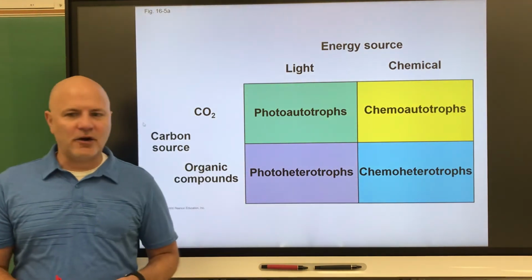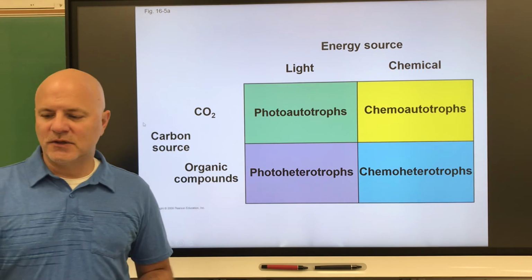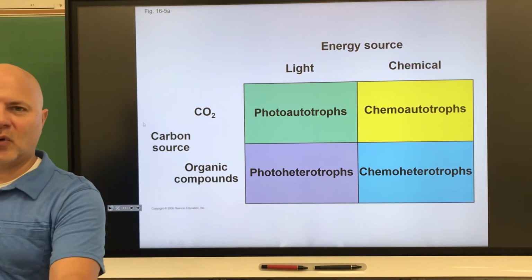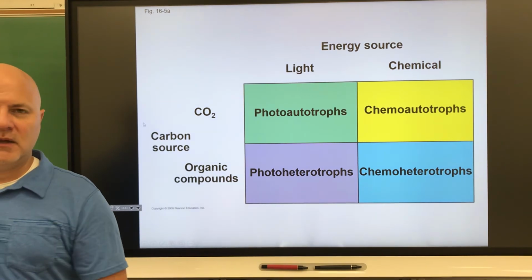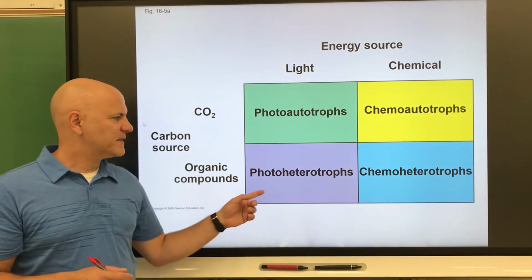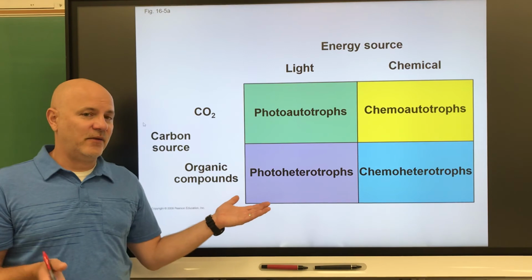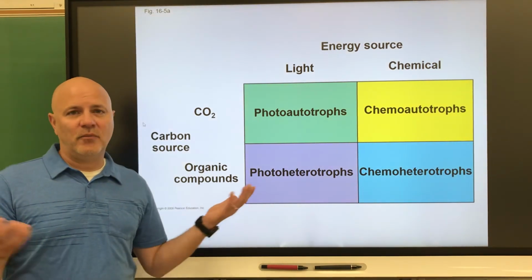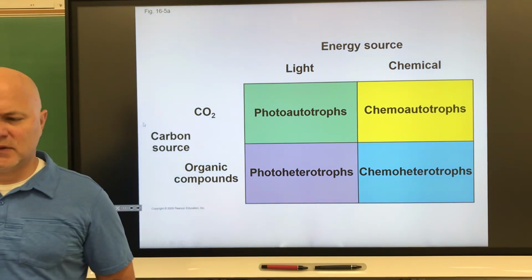So we have photoheterotrophs here. A photoheterotroph is an organism that obtains energy from sunlight, but the carbon atoms from organic sources. Okay, so from organic substances. So here it's not getting carbon from carbon dioxide. It's getting it from already pre-made organic molecules.